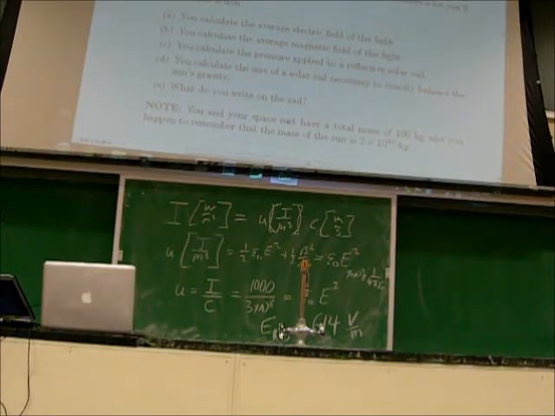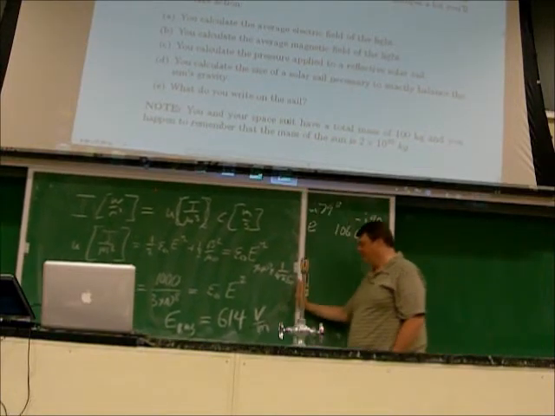Tesla is a Tesla. It's an oddball combination because Teslas are related to volts per meter by the factor of the speed of light. So, I think it'll be volts second per meter squared. That's why our good buddy Tesla gets his name after.